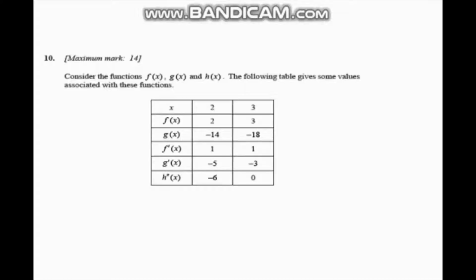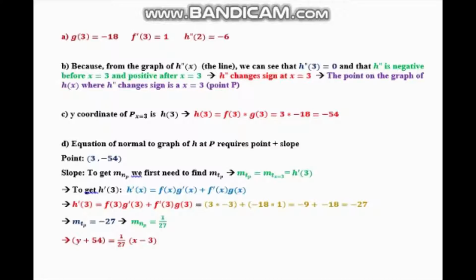So uv dash is fg dash, so fg dash is f of 3 times g dash of 3, which is 3 times negative 3. Plus g f dash. So g f dash is negative 18 times 1. And I need to evaluate this number. So this is the equation: h dash of 3 equals f of 3 g dash of 3 plus f dash of 3 g of 3, and these numbers have been obtained from the table as I've shown you. Hence the slope is negative 27.